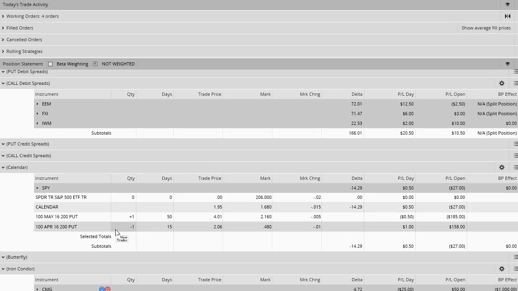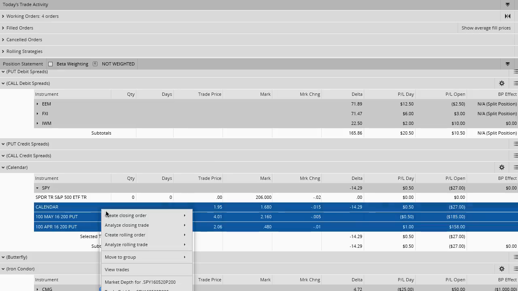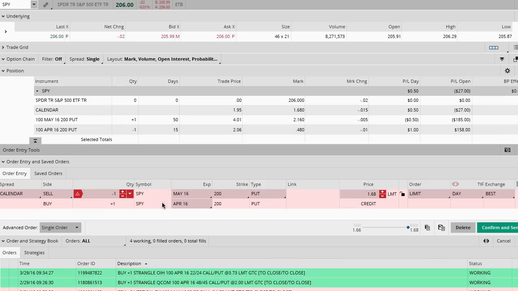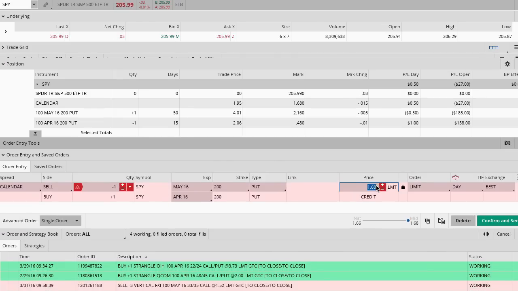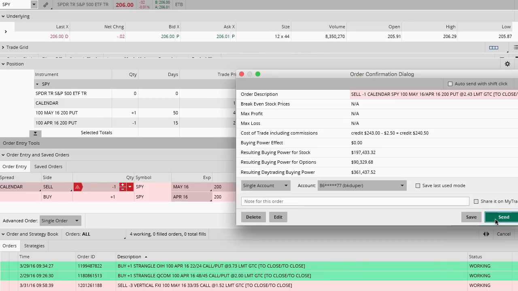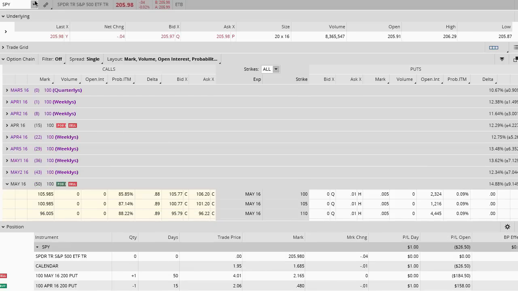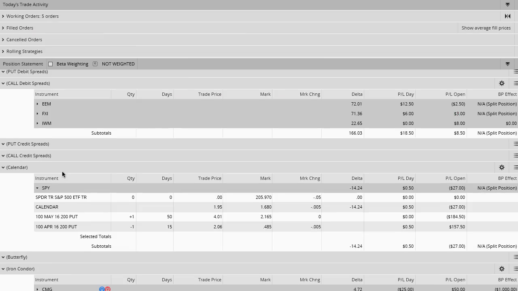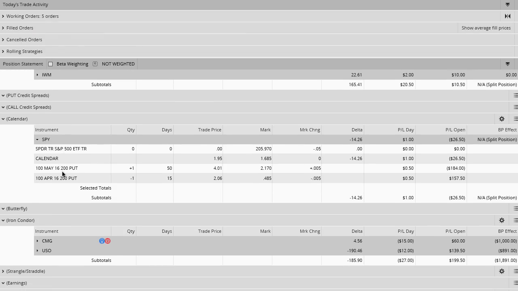So again, it's going to be very similar to those debit spreads, but now you're basing it off of the current price, not the max potential gain. So I'm going to create a closing order. I'm going to type in here 243 to enter that automatic order. And again, we're going to change it to a GTC, hit confirm and send, and submit the order. So now that order is working in there as well. Again, it's going to get us out at a 243 credit whenever the value of that calendar in SPY goes up to that price point. All right, so let's look at a couple more examples here.